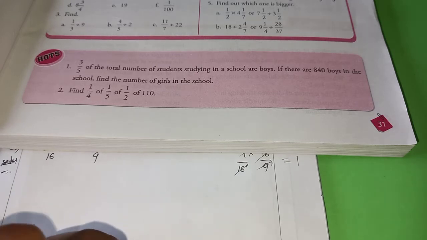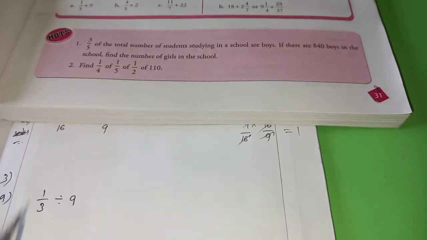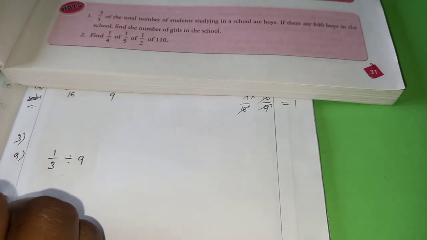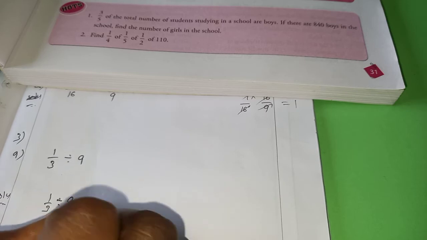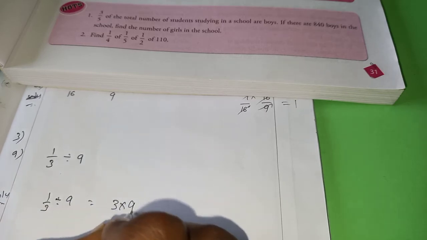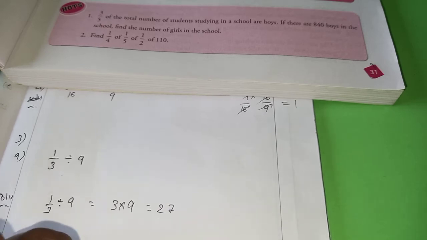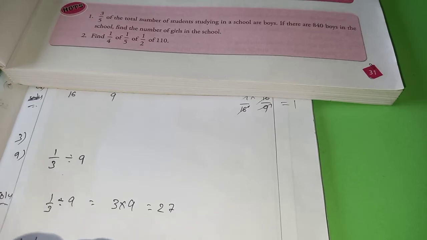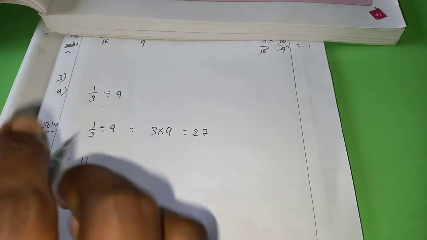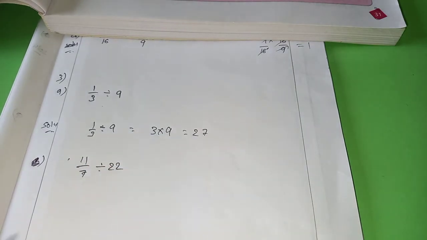A. 1 by 3 divided by 9. Same like the first question. 1 by 3 divided by 9. It means 3 into 9, 3 nines are 27. Next, B. Okay, I'll tell C now. C. 11 by 7 divided by 22.